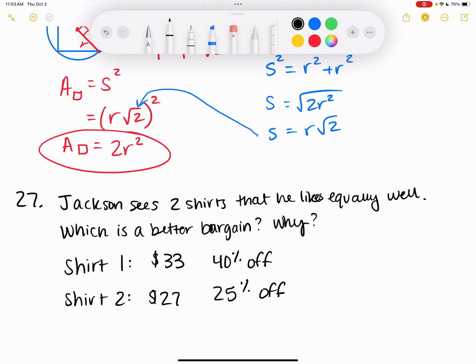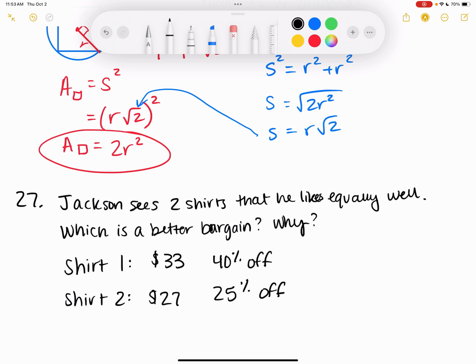Are we trying to see how much value or how much money he saved? Which is a better bargain? What I am trying to find is essentially what shirt is cheaper, not which one gets more money off. So what I am going to do is change this percent and multiply it by 60%, because that's going to tell me what I'm going to pay. If I multiply these by 40%, that's just going to tell me how much money I get off.